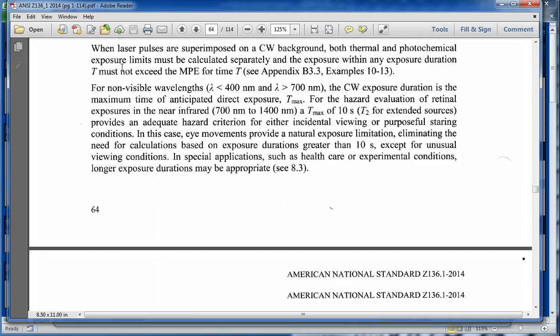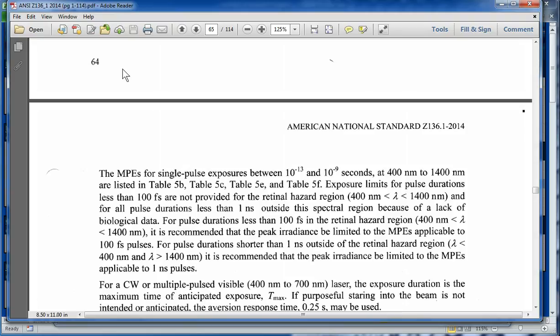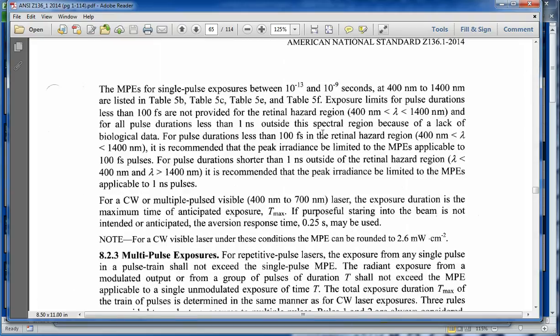Here's 8.2.2. It is actually on the next page, page 65, and you can read right here where it says exposure limits for pulse durations less than 100 femtoseconds are not provided for the retinal hazard region and for pulse durations less than 1 nanosecond outside the spectral hazard region because of a lack of biological data. That's the reason the table stops where it does in how short of an exposure duration it lists. It's because there's no biological data.